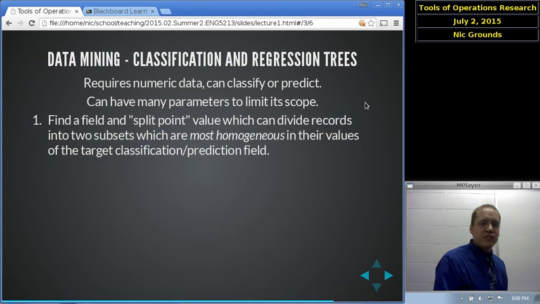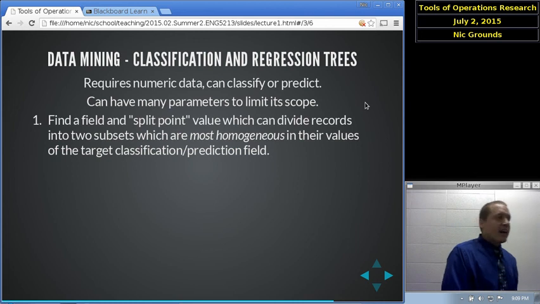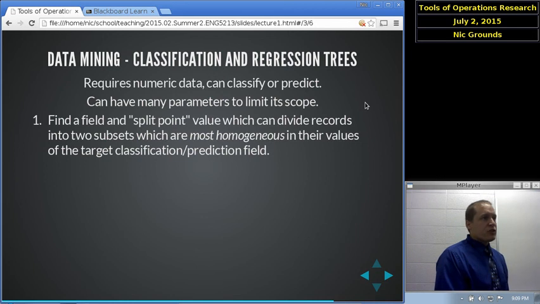So here's how classification and regression trees work. Very simple. For some field, we're going to try to find something called a split point value. So basically, if you think about the student data, we might take a look at the GPA field, and we're going to try to find a GPA value that would divide all records into the ones less than that and greater than that. So we're going to subdivide records into two subsets based on splitting them by some value for some field.